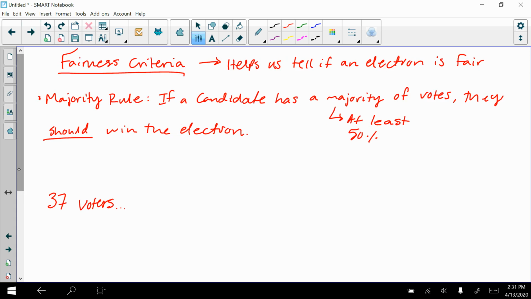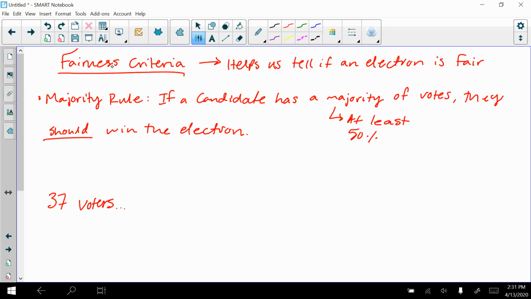Okay? So let's look at one more thing. We'll shift our attention to something called a fairness criteria. So this is not a way of holding an election. A fairness criteria is simply something that helps us tell if an election is fair. Remember, that's our big question. Is it fair? What does it take to be fair? How can we deem an election fair? Fairness criteria helps us to determine that. It's kind of like a gut feeling about whether or not the election is fair.